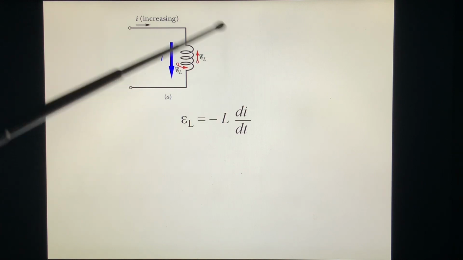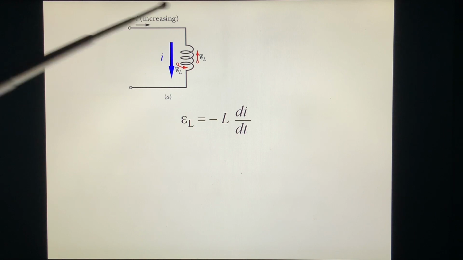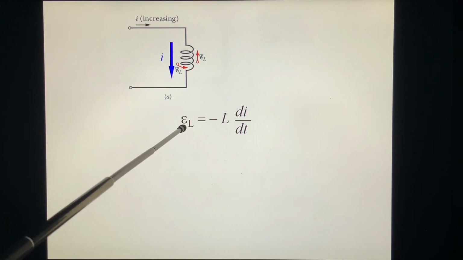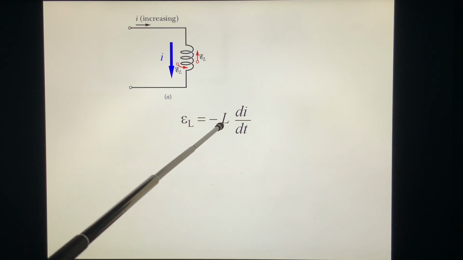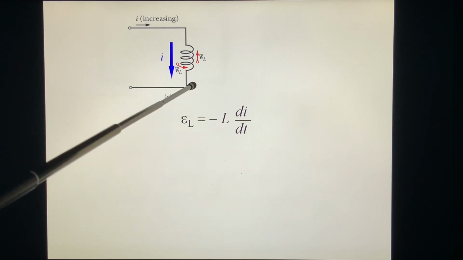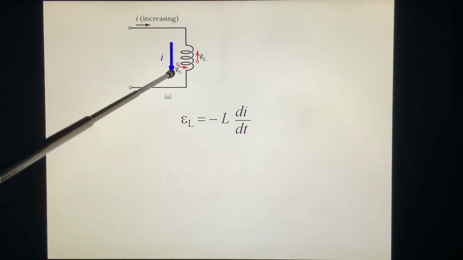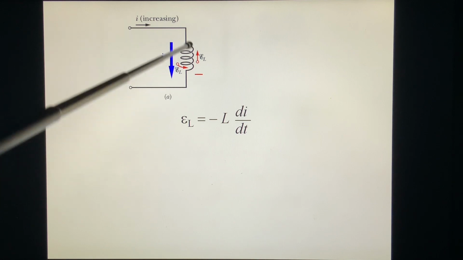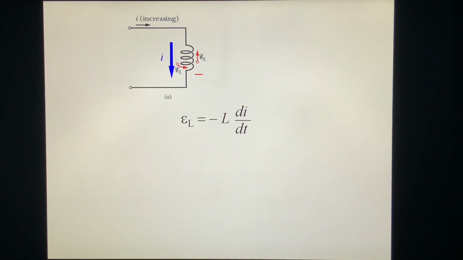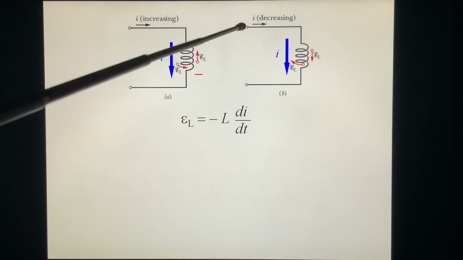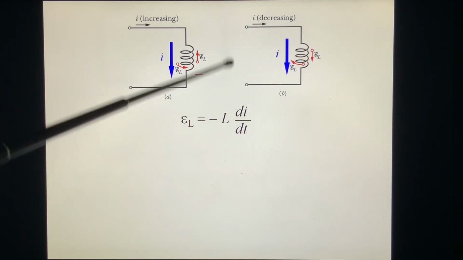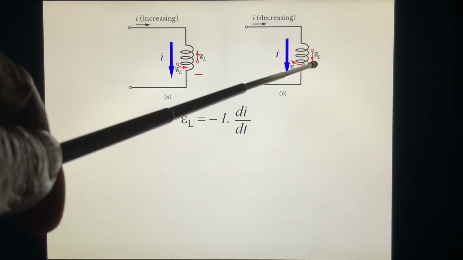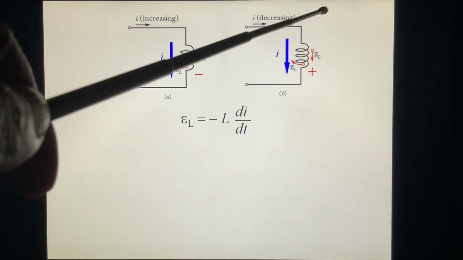Well, look at this picture. If the current increases, then we have a self-induced electromotive force equal to minus L di/dt. We see the current here, and the induced EMF acts against the change. So this end is negative relative to this point. Otherwise, if the current reduces, then we have an induced EMF against the change, in the direction of the current. So in this case, this is positive, this is negative.